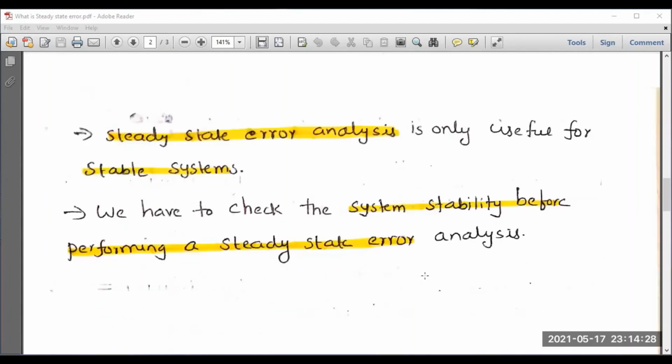And finally, one more conclusion: before conducting steady state analysis, make sure that your system is stable. Otherwise you cannot apply the steady state error analysis.